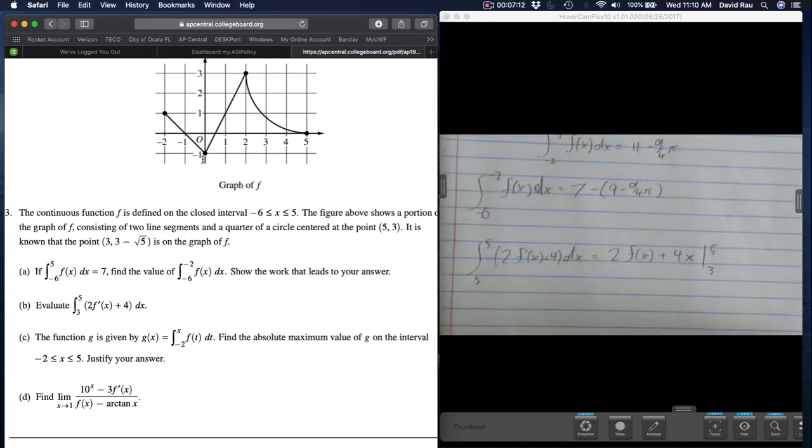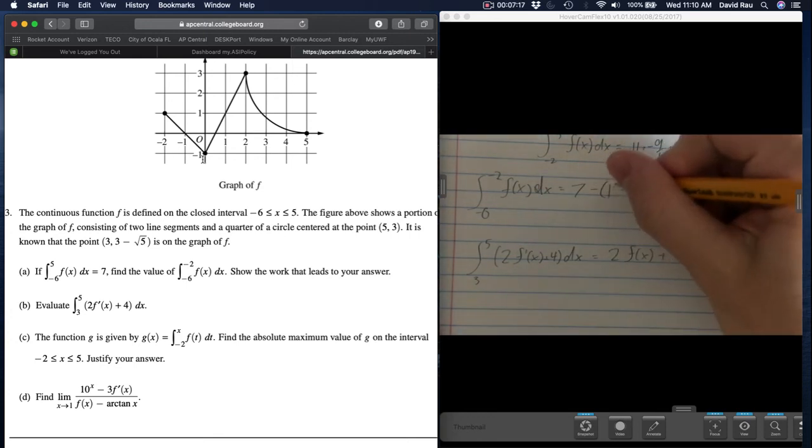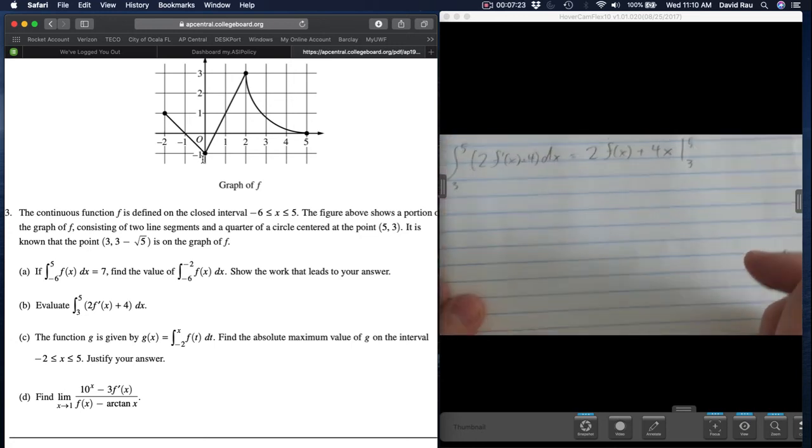Oh wait, you know what? I just realized I made a mistake up here, because the collective area was 11 minus 9 over 4 pi. Alright, anyways, back to it.